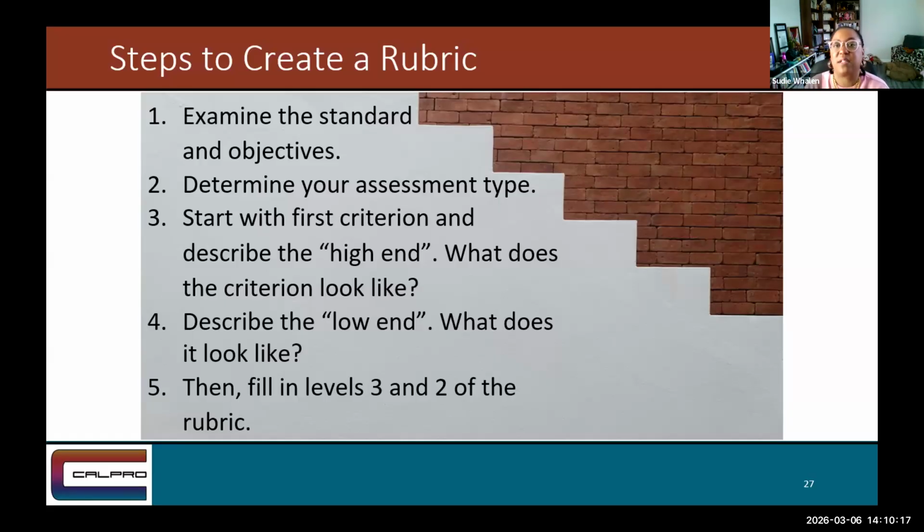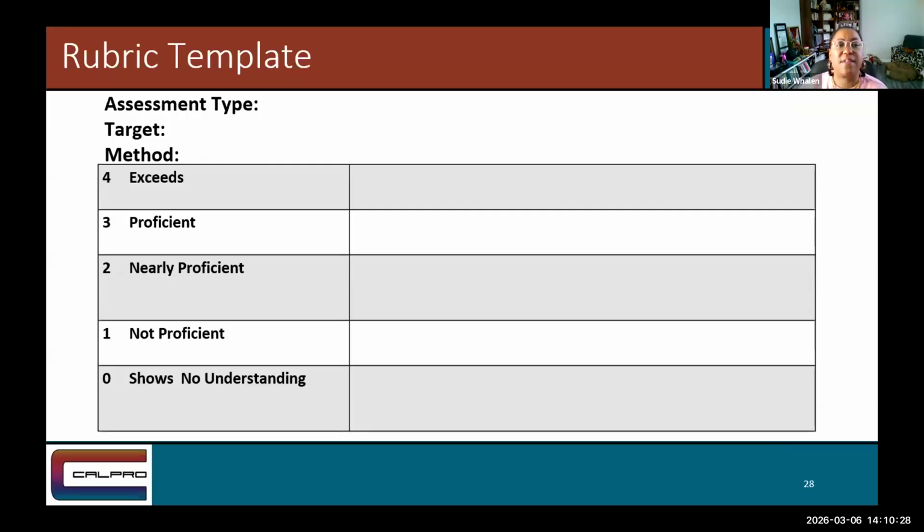And then describe the low end. What does it look like if our students can't do this at all? And make sure you have agreement on those two spaces and then fill in the rest of them. And then you want to fill in 3 and 2 on the rubric. Now you do have a rubric template that's in your handouts on handout 8.